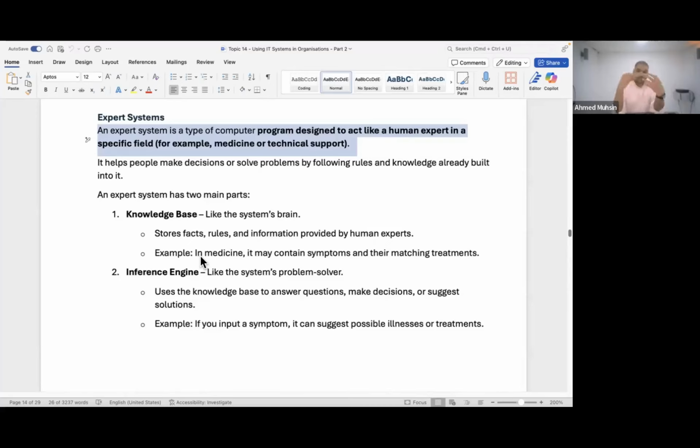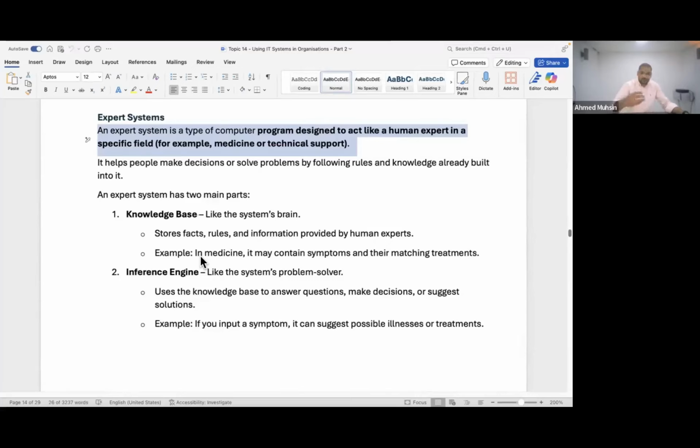Everyone okay with this? Another disadvantage we can talk about expert systems is you need to be what literate? You need to be IT literate, right? You need to be computer literate. Somebody who doesn't know how to use a computer system would not be able to make use of this expert system. So these are some of the few disadvantages when it comes to expert systems.